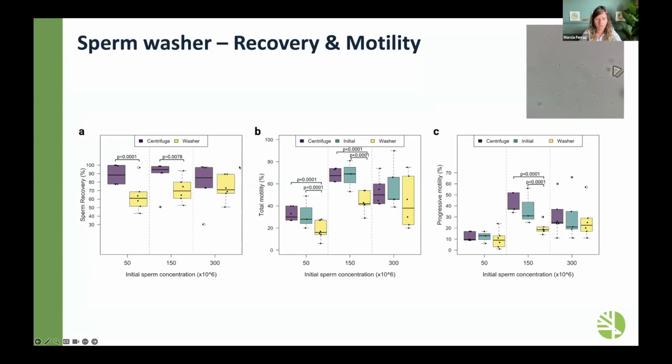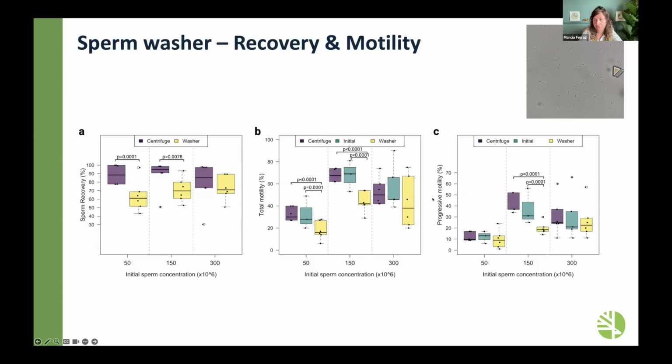So for now, I will focus only on the 300 million per ml concentration that is the one that is compatible, because we are still validating the smaller devices for different concentrations. So with that, we also checked the total motility. We have the initial one, the fresh sperm collected, and there was no difference in the motility, also comparing to the centrifugation.